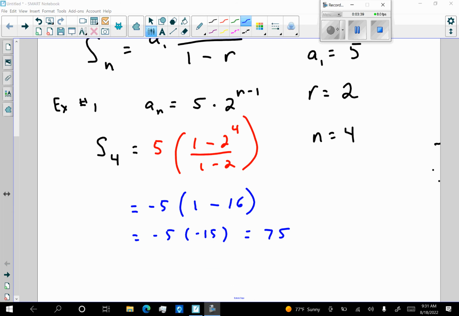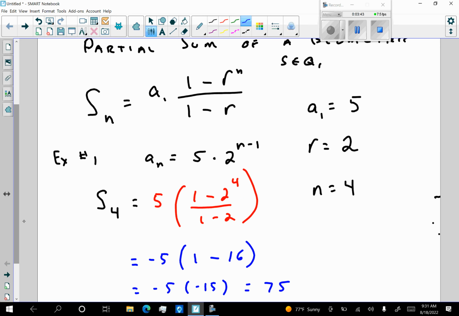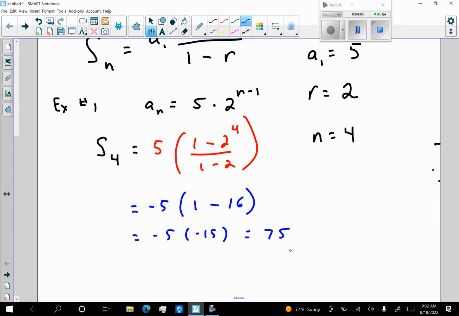Okay, it's just a short way. So the formula to find the nth partial sum, usually I'm going to find something like S sub 8, S sub 9, S sub 14. That way I don't have to write all these terms out and add them up. I can just use the formula. For this particular example, I could easily add the terms up and find out that it does indeed equal 75.